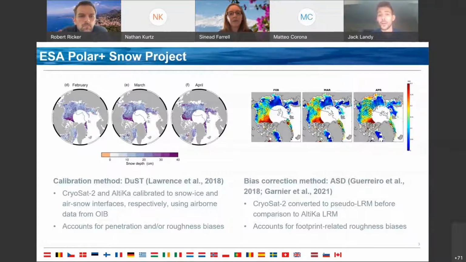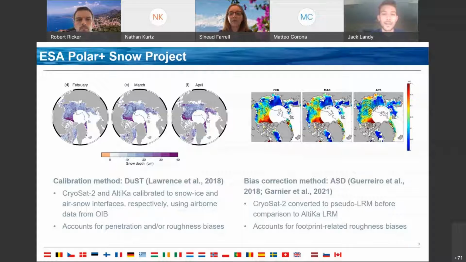For this, because CryoSat-2 is using SAR processing and Antarctica uses more conventional pulse-limited processing, they have different footprints. The two sensors have different footprints. So by converting CryoSat-2 to a pseudo LRM, pseudo low resolution mode, the authors here were able to produce similar footprints between the sensors and account for roughness biases that way.